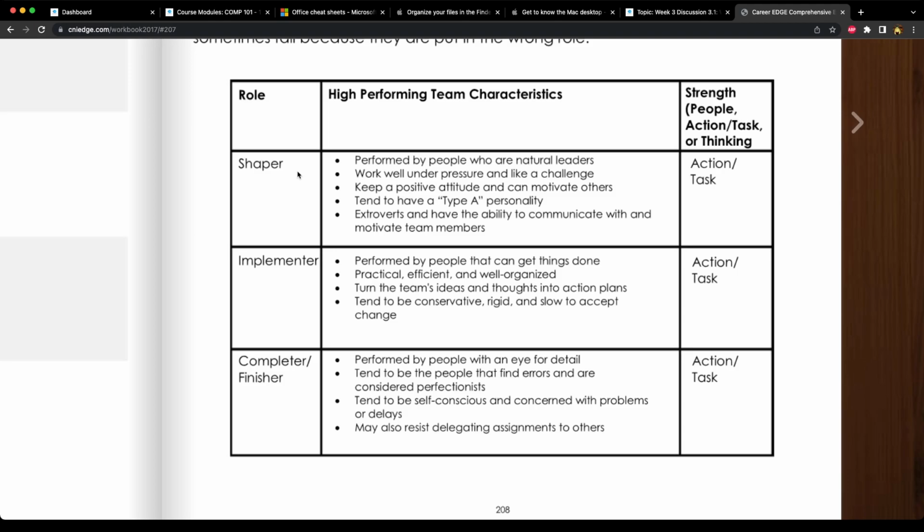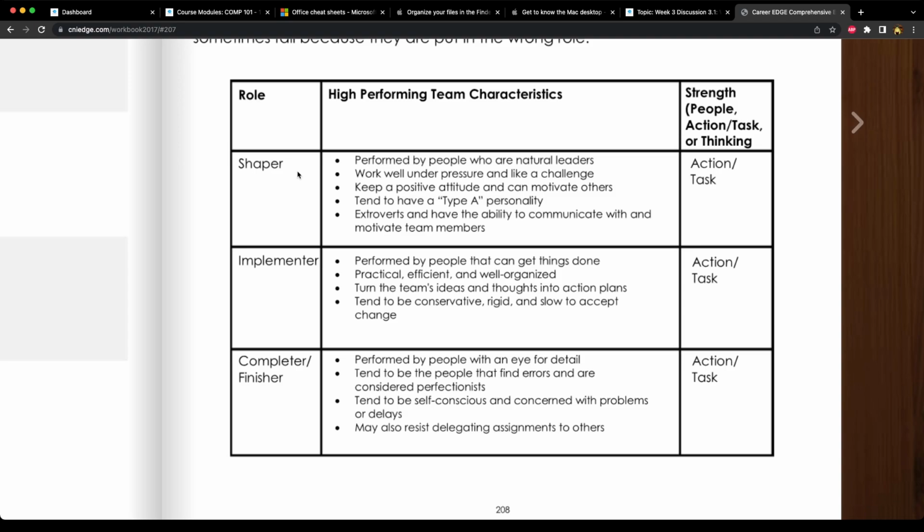They work well under pressure and like a challenge. They keep a positive attitude and can motivate others. They tend to have what we call a type A personality. For the most part, they are extroverts and have the ability to communicate with and motivate team members.